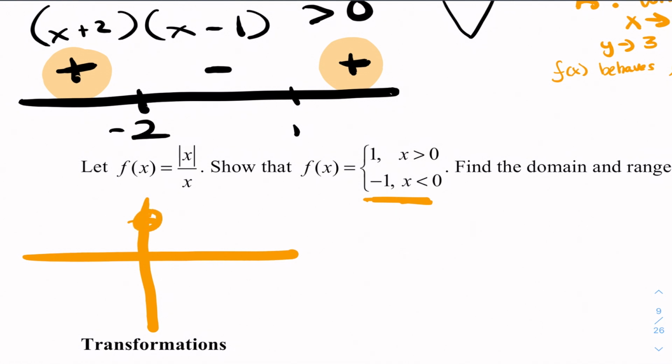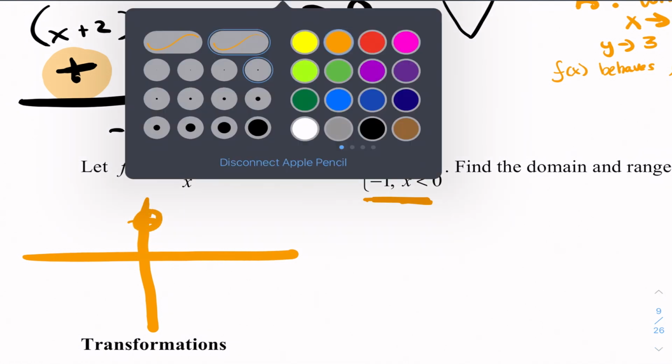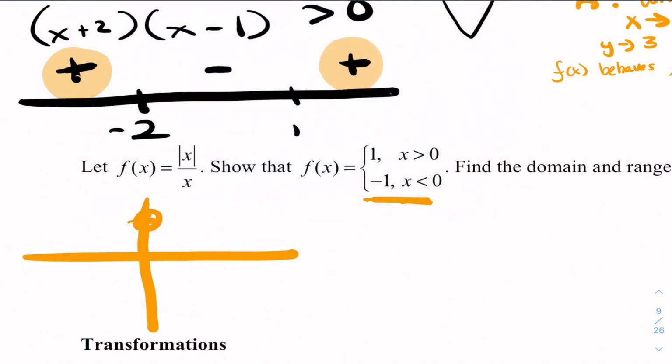So let's just change the thickness of this writing utensil so it looks a little better. Let's change it to pink. If I plug in 0, I would have 0 over 0, and we do not know what that is in this class. But any number to the right of 0 would be positive 1. Likewise, I can't plug in 0 over 0, but if I plugged in any negative number, I would have a positive number divided by the negative version of itself.